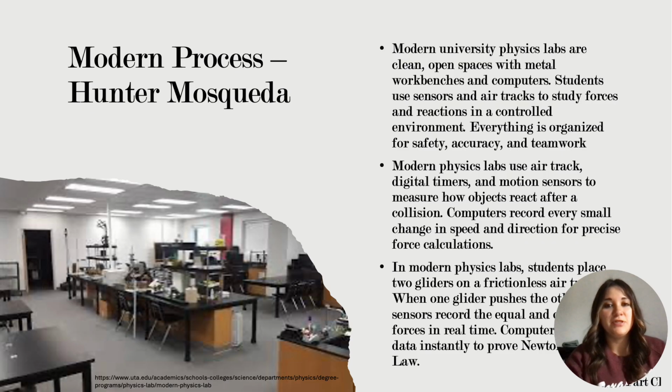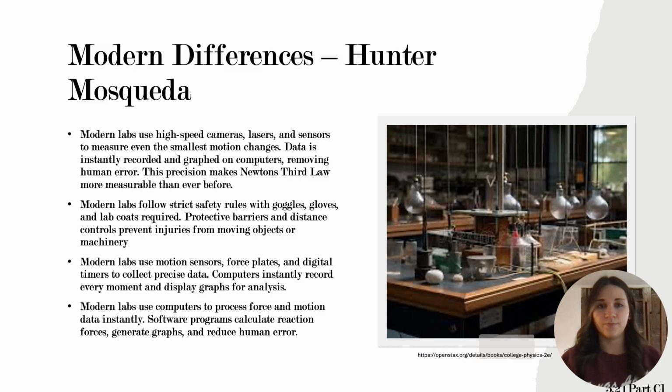When studying Newton's third law today, students might place two gliders on a frictionless air track. When one glider pushes the other, sensors instantly record the equal and opposite forces, and computers graph the results in real time. This setup proves Newton's law with exact precision, something he could only dream of back then. Modern labs are much more advanced and safer.